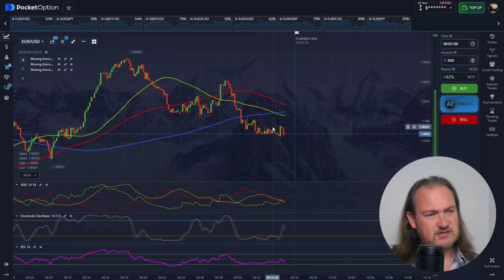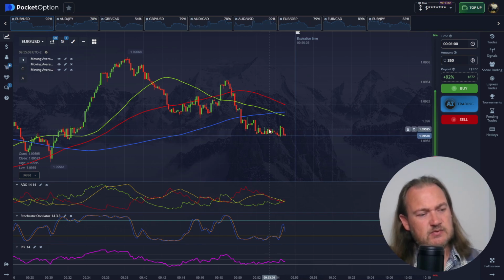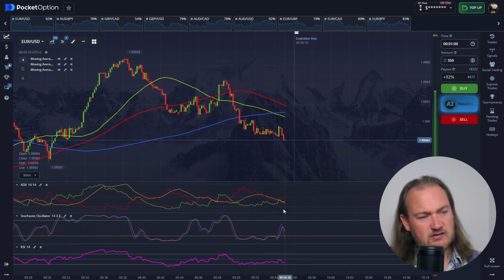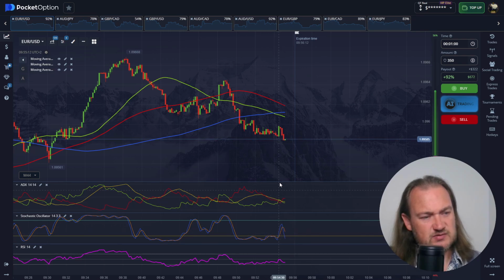So yeah, while we're looking for trades, this was not quite a divergence setup, because price made a higher high, as did this oscillator. So this was not a good trade.